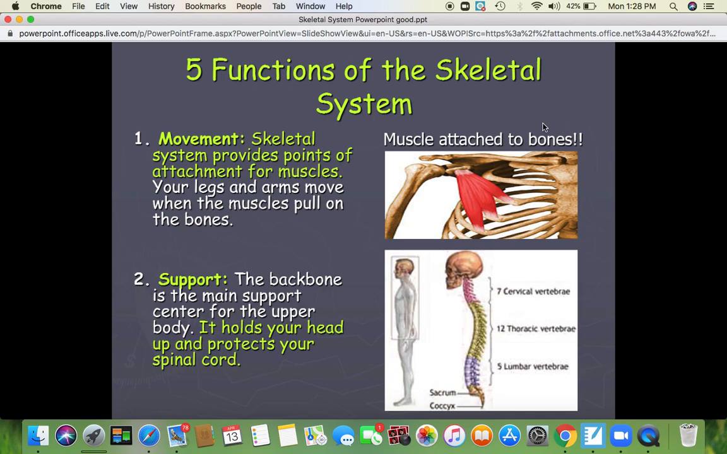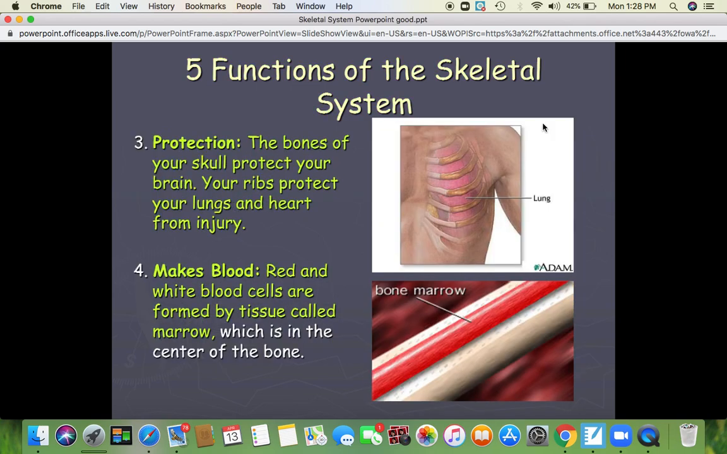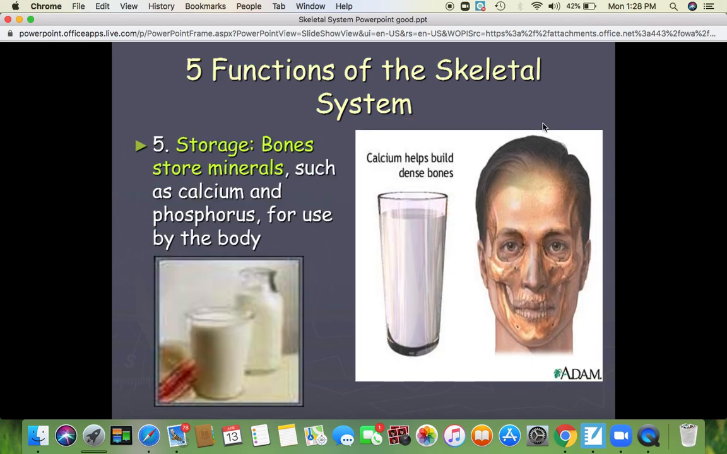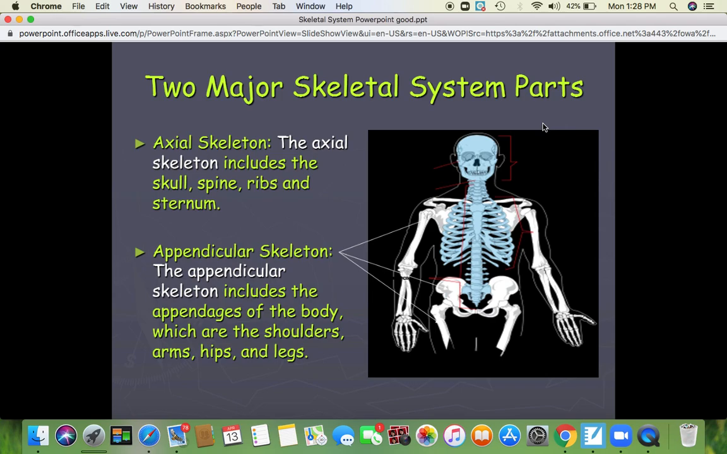So we'll go on here. We were talking about functions of the skeletal system. We went through those, so we're gonna just pick up where we left off. Okay, so two major skeletal system parts. A lot of times we break up the skeletal system into the axial skeleton and the appendicular skeleton.